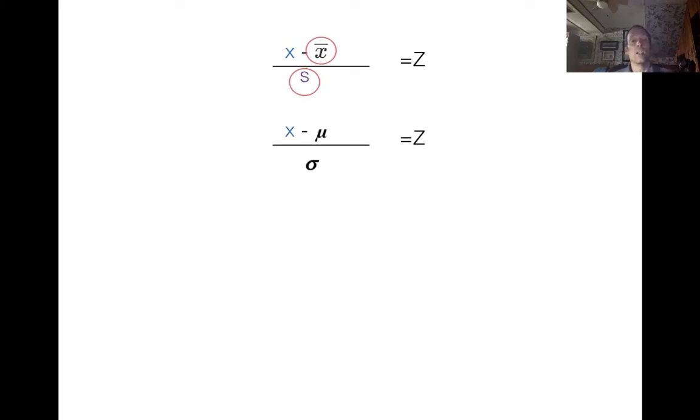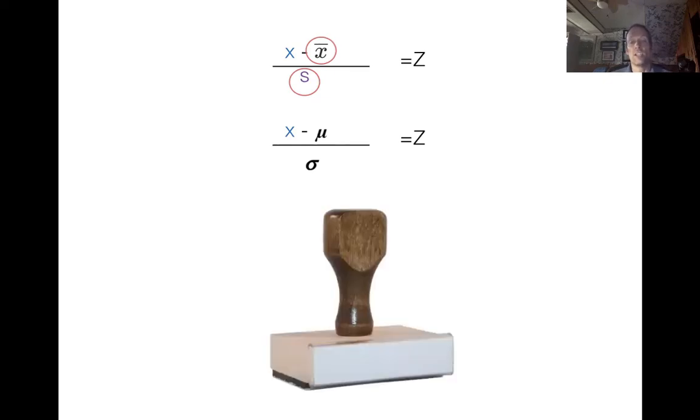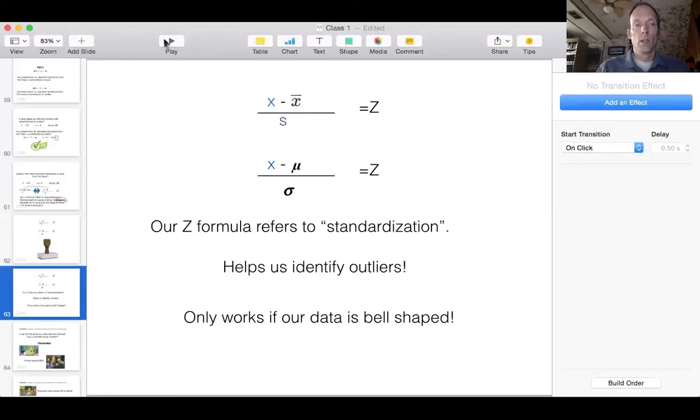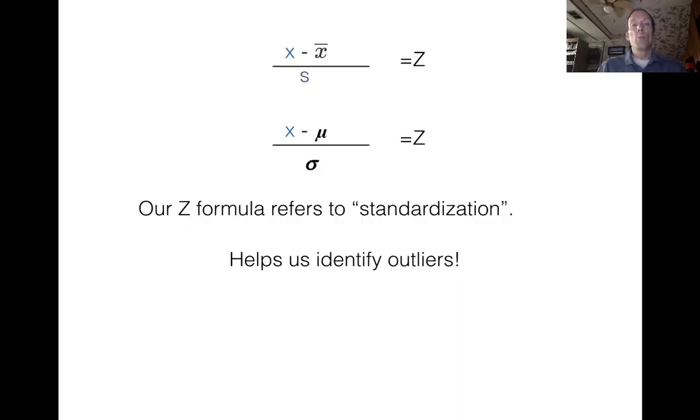A really great thing about standardization is it gives us this rubber stamp, because for any given data set, we can go along to that data set and identify any data value as unusual or usual or as an outlier. So we have a way of classifying every single observation. So just to recap, we found out that our Z formula is what we call standardization, and it's going to help us find outliers in the data set.